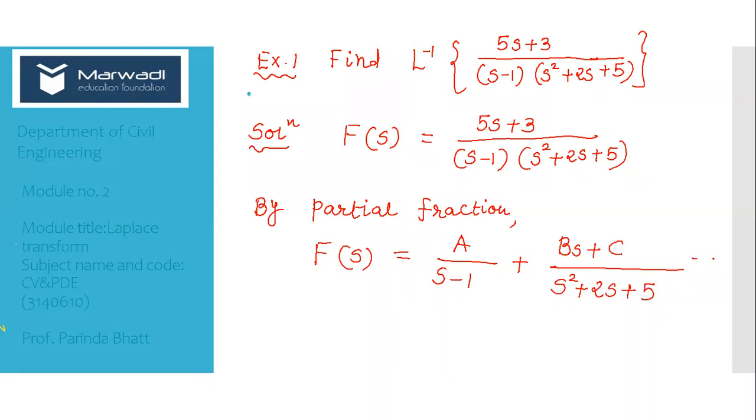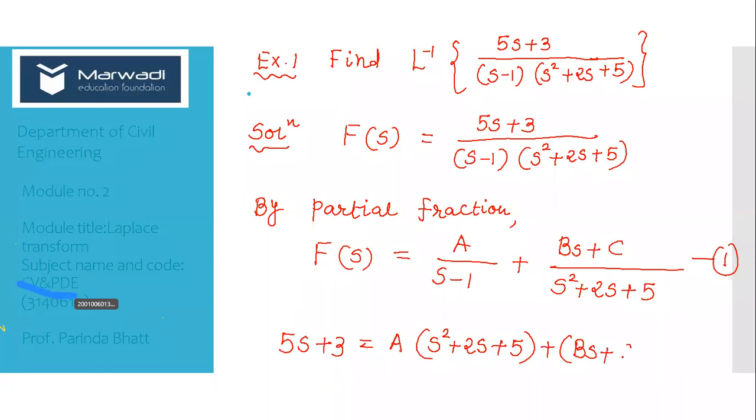Right? Question number 1. Take the LCM: 5s plus 3, write numerator a into s square plus 2s plus 5, plus bs plus c into s minus 1.